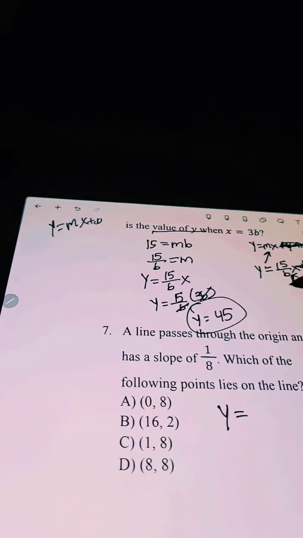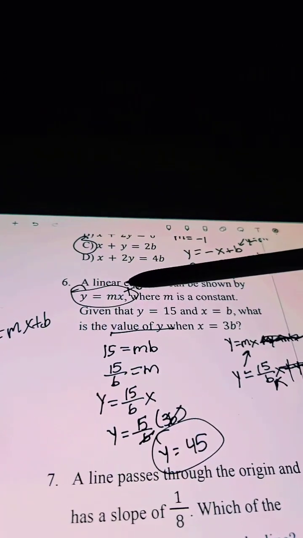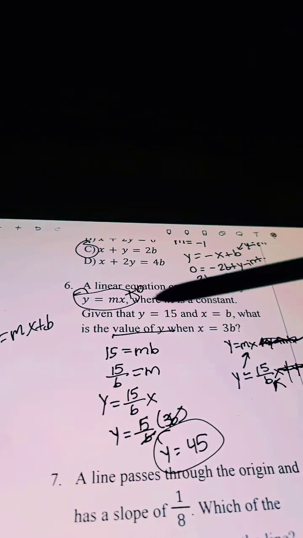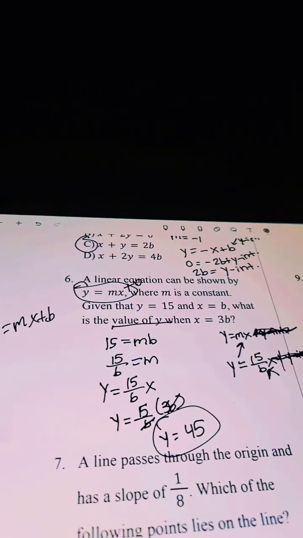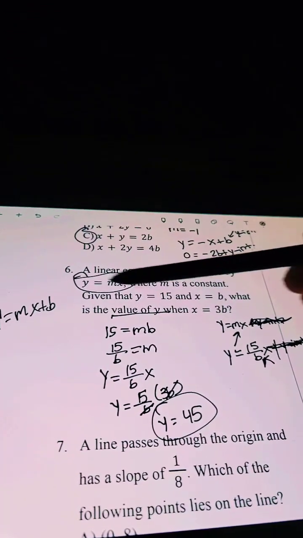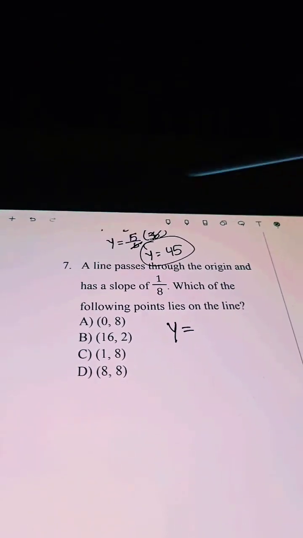How did you get 15 from m? All you have to do is plug in 15 for y, and for x you plug in b into the formula, then divide by b and you have m by itself. So then you can just plug in 15 over b for m. You're following this format basically, y equals mx. Okay, looks like you got it.